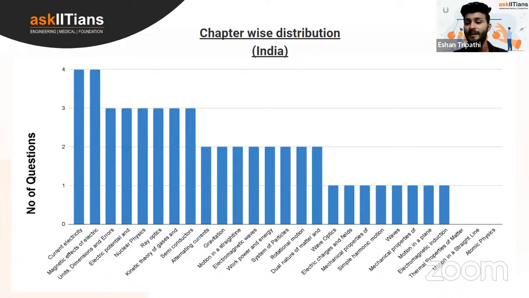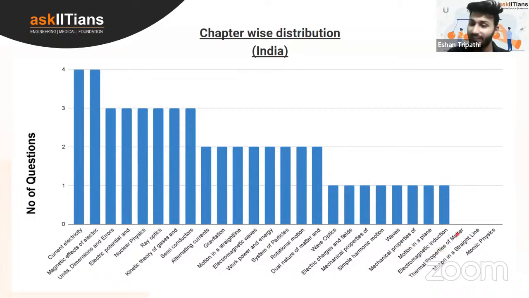So guys, as I was saying, the major pain point every time is the SHM chapter, waves chapter. Fortunately, weightage was very less. Just one question came. Then mechanical properties of solids, motion in a plane, electromagnetic induction. Again, a major pain point from grade 12th. Its weightage was also less, at least in the Indian paper. We will see what happened in the Gulf paper also.